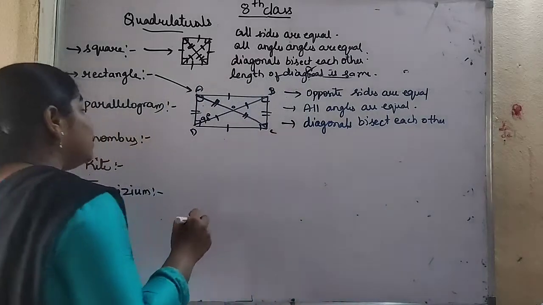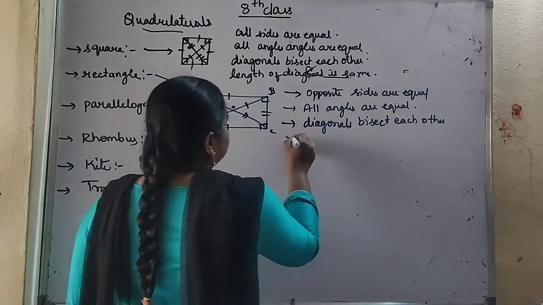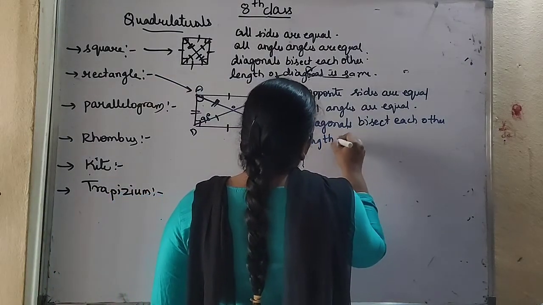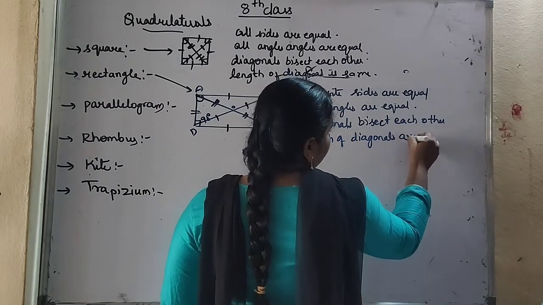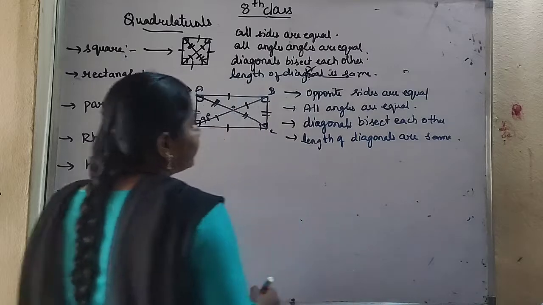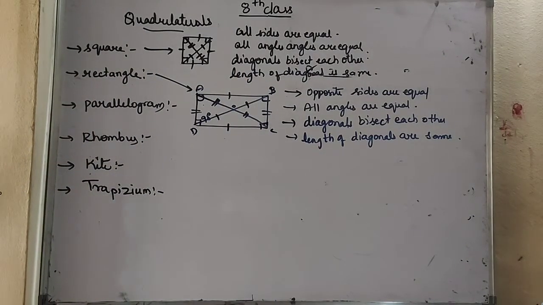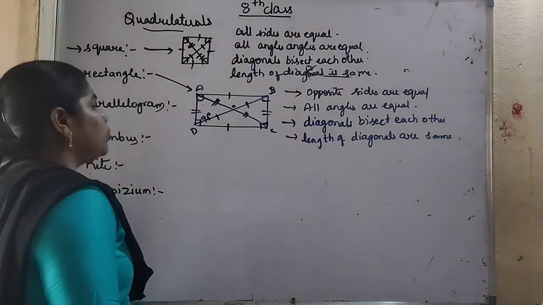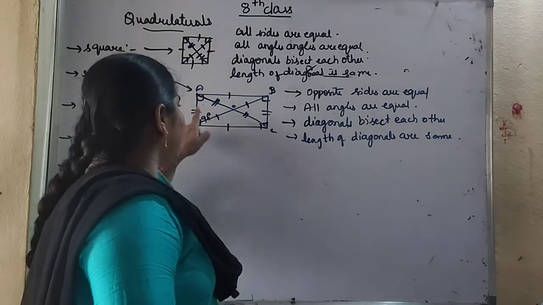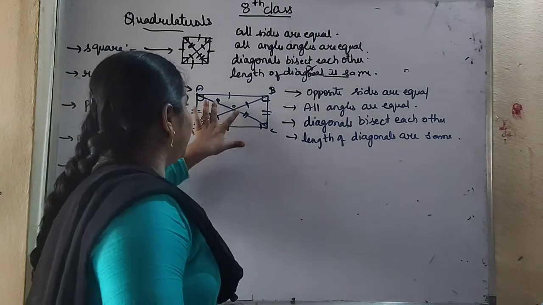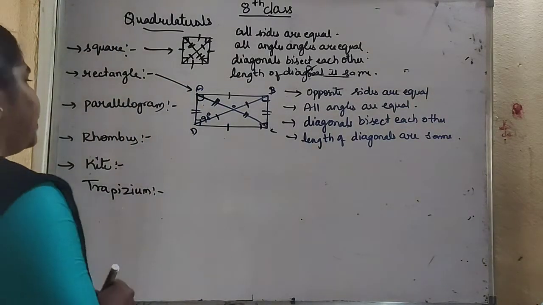And the length of the diagonals will be the same. The length of this diagonal and this diagonal will be the same. So what are the properties here? Opposite sides are equal. All angles are equal. Diagonals bisect each other, and the length of the diagonals will always be the same. So these are the properties of rectangle.